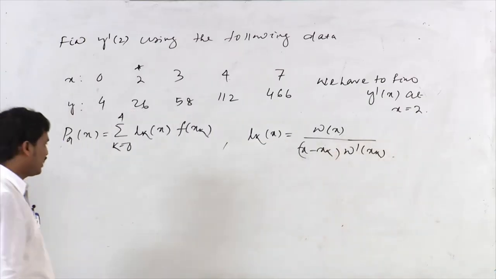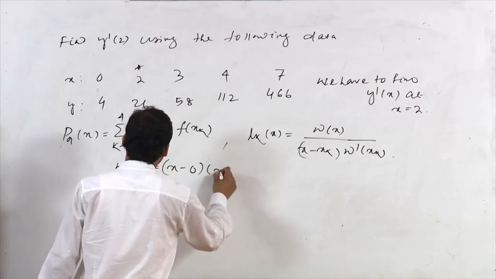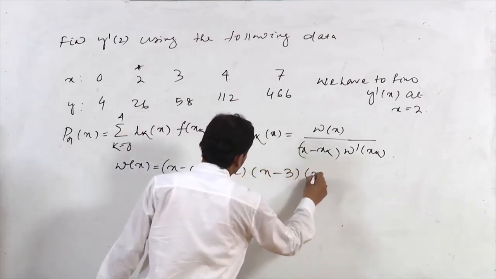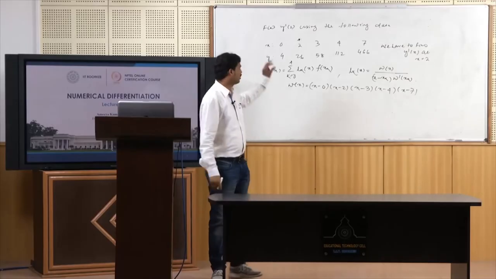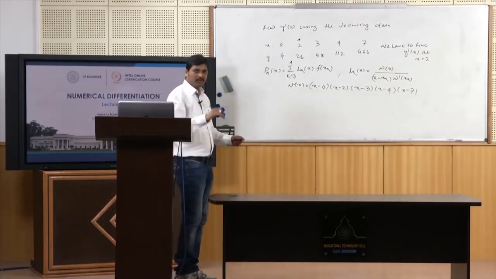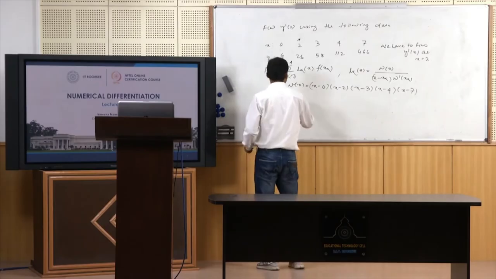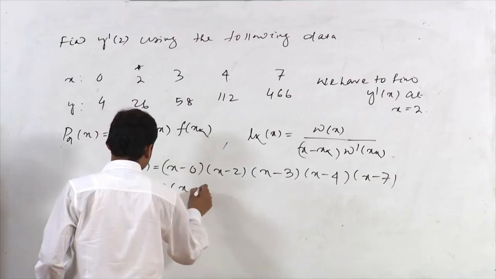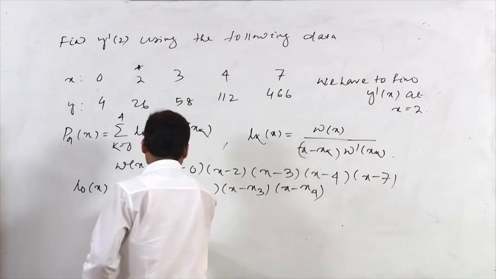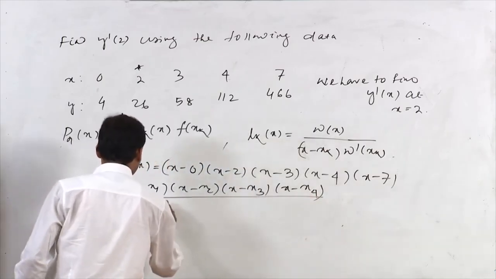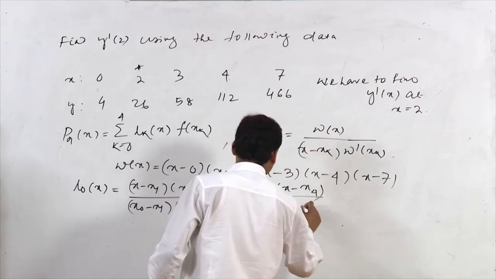And omega of x can be expressed in the form of x minus 0, x minus 2, x minus 3, x minus 4, x minus 7 here, since all the points should be included in the numerator product part. So, if we want to find this L0(x), L0(x) can be written in the form like (x minus x1)(x minus x2)(x minus x3)(x minus x4) divided by (x0 minus x1)(x0 minus x2)(x0 minus x3)(x0 minus x4) here.